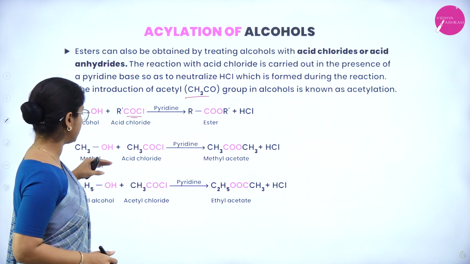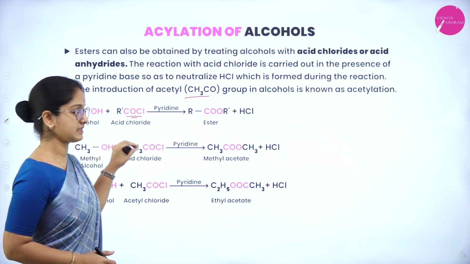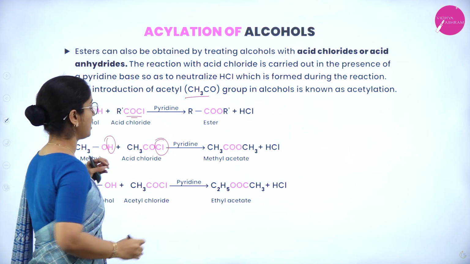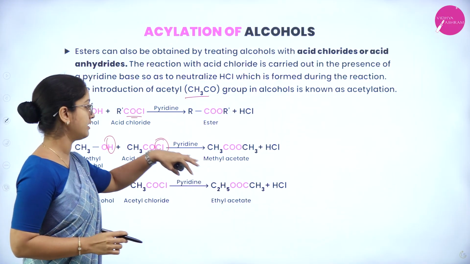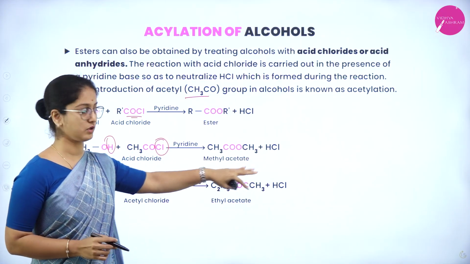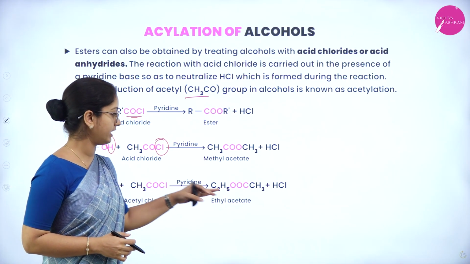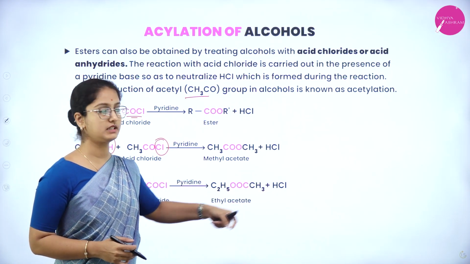If you consider the example of methyl alcohol plus acetyl chloride, hydrogen and chlorine form hydrochloric acid, forming methyl acetate along with it. Next example, ethyl alcohol plus acetyl chloride gives ethyl acetate along with HCl.